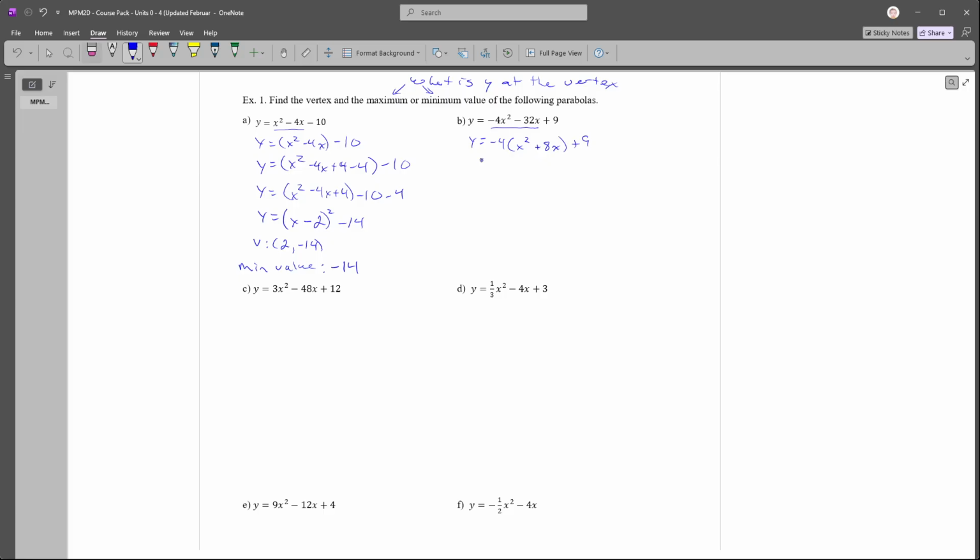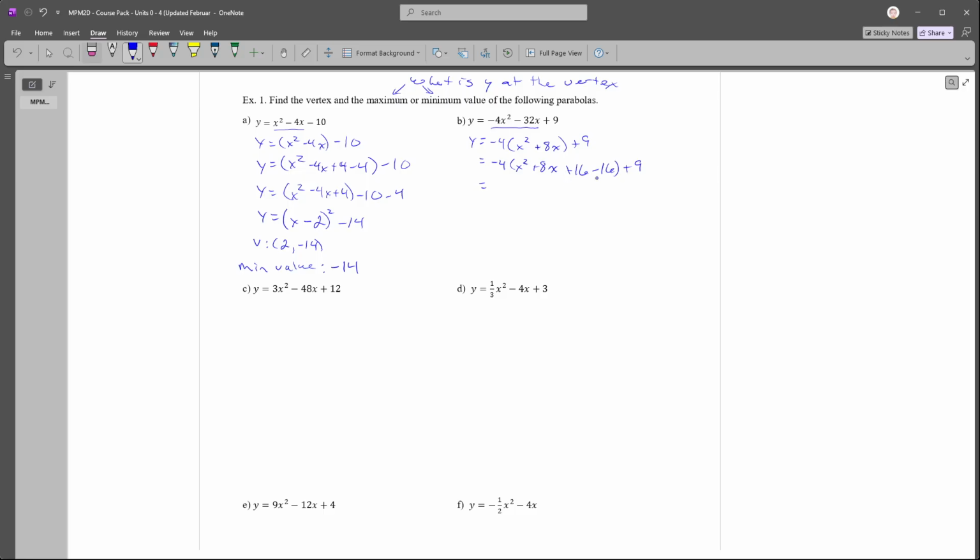All right, let's keep going. So we have negative 4. We leave that alone. Inside we have x squared plus 8x. And now I want to take half of the second term, that's 4, and then square that. That's 16. So we're going to add and subtract 16. And the plus 9 gets left alone.